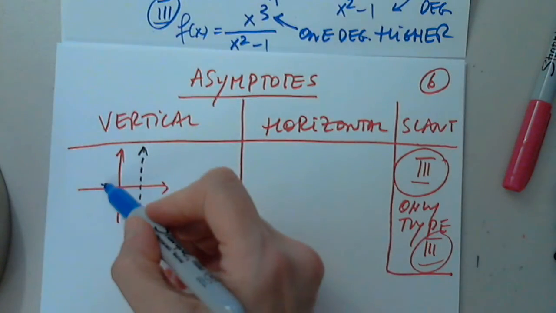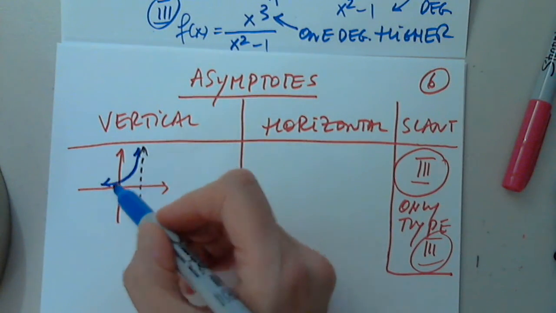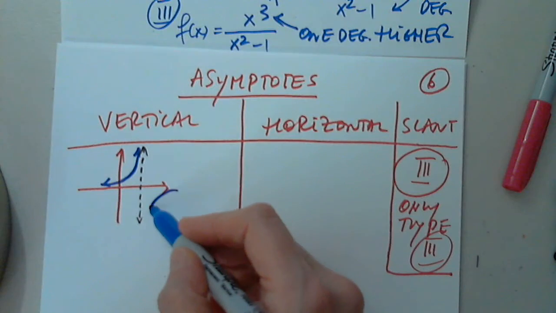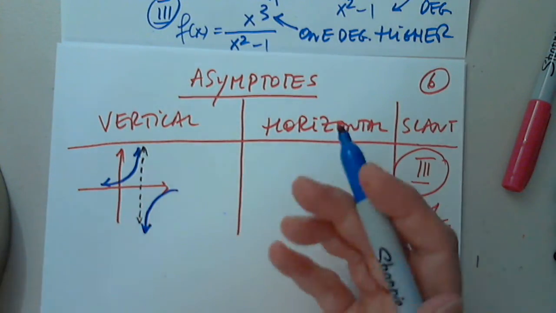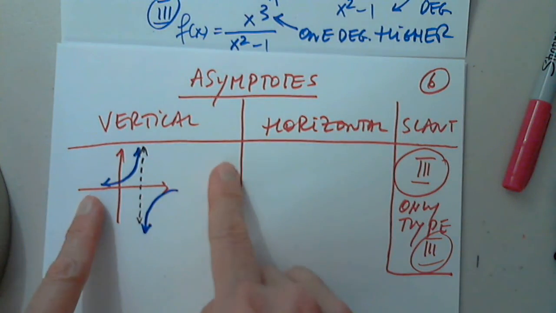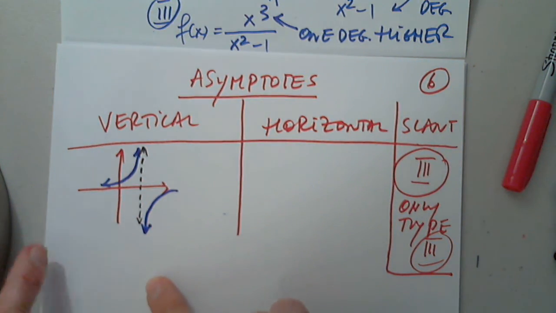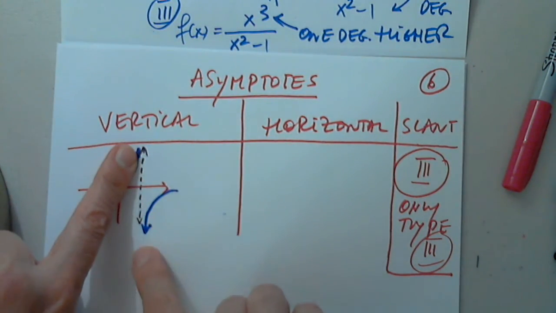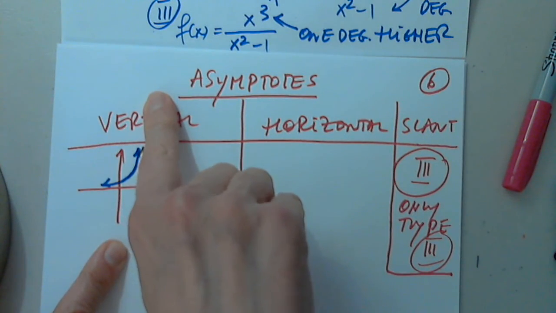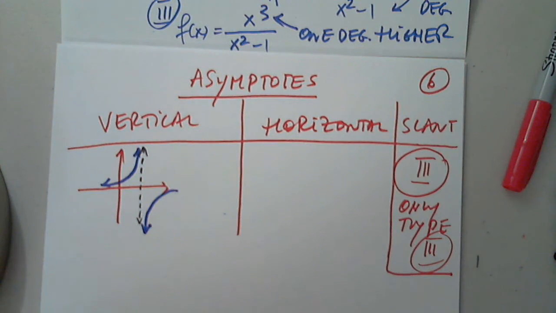So on this side could go to infinity. On this side could go to infinity. On this side could go to negative infinity. So there are 4 combinations, 4 possibilities: both to positive infinity, both to negative infinity, 1 to positive and 1 to negative, 1 to negative and 1 to positive. So there are 4 possibilities.